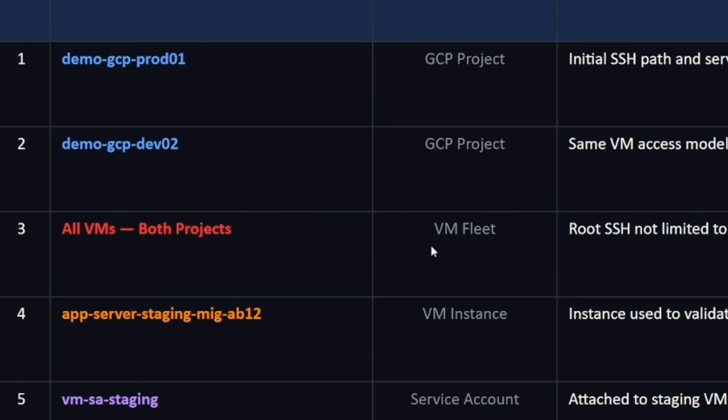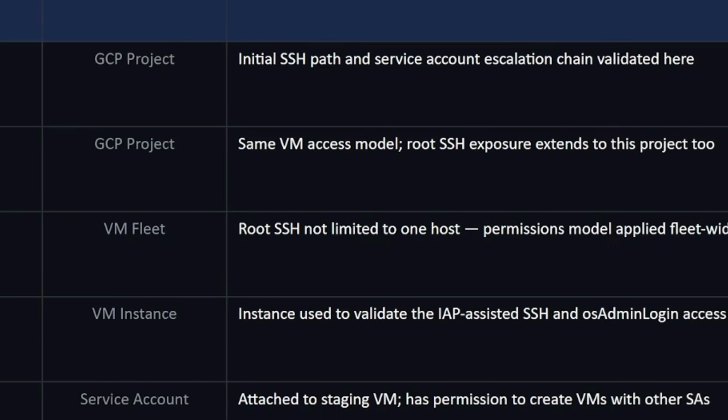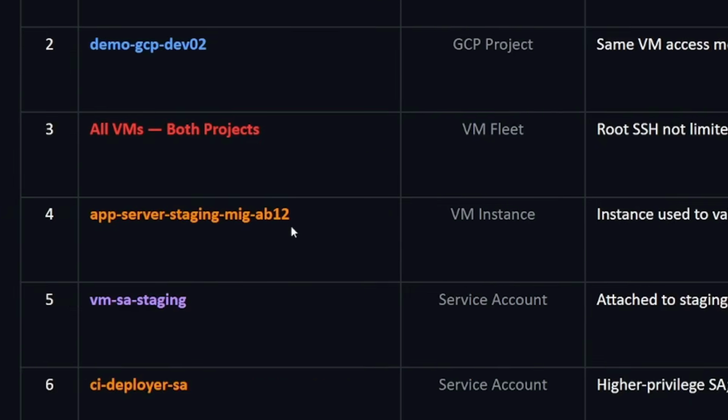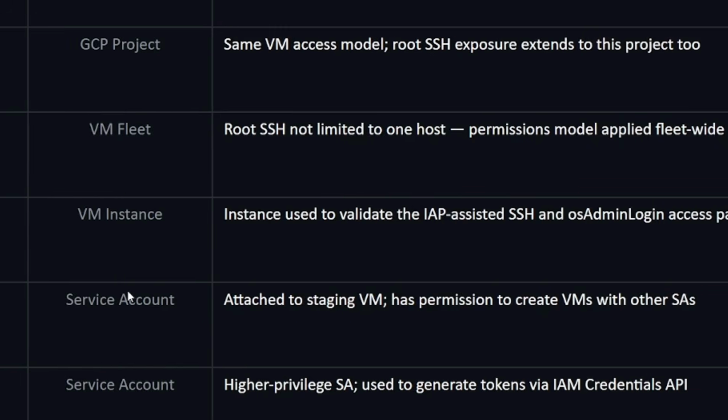Third resource is all VMs in both projects. This is the most important line in the table. The root SSH exposure was not limited to a single VM, it was fleet-wide. Every Compute Engine instance in both projects where the osAdminLogin role was in effect. Fourth, app server staging, the specific VM used to validate the initial access path. This was the entry point.